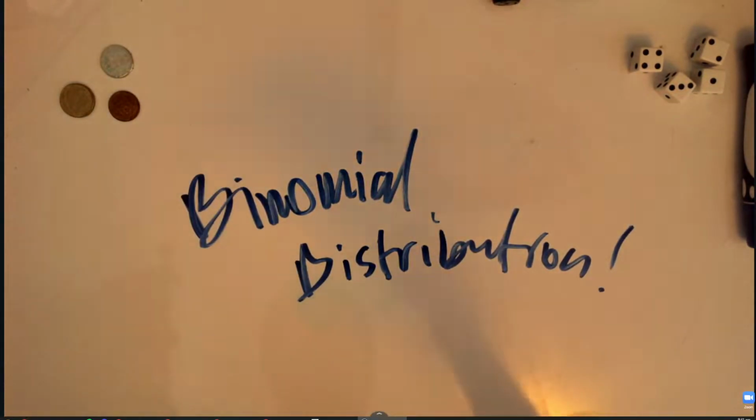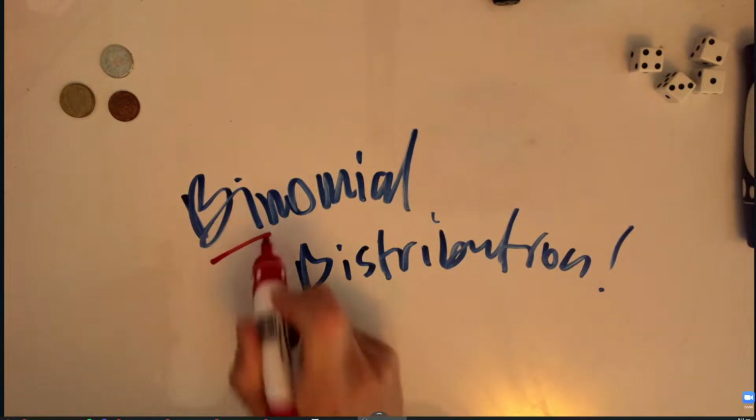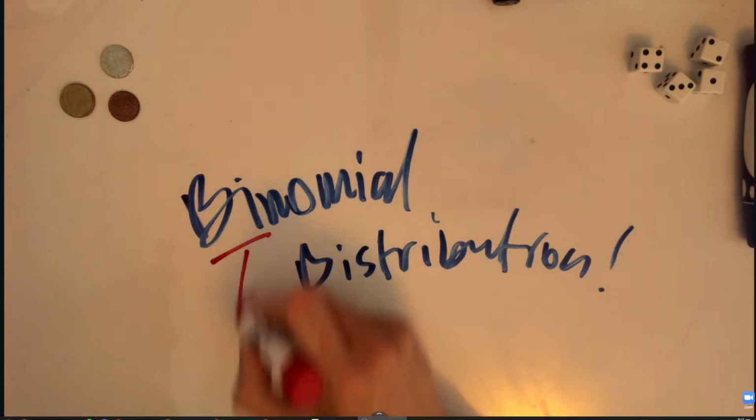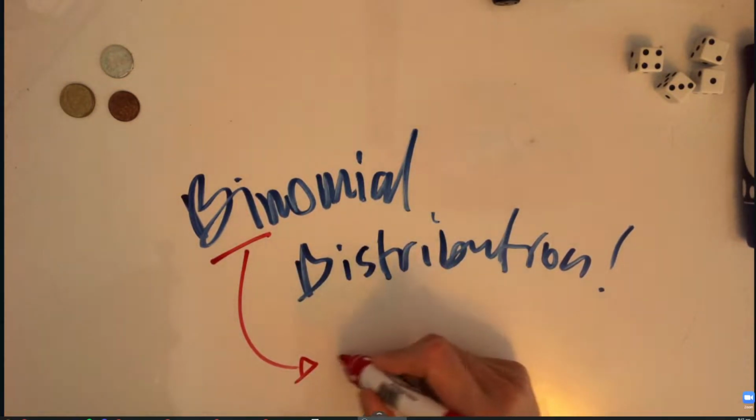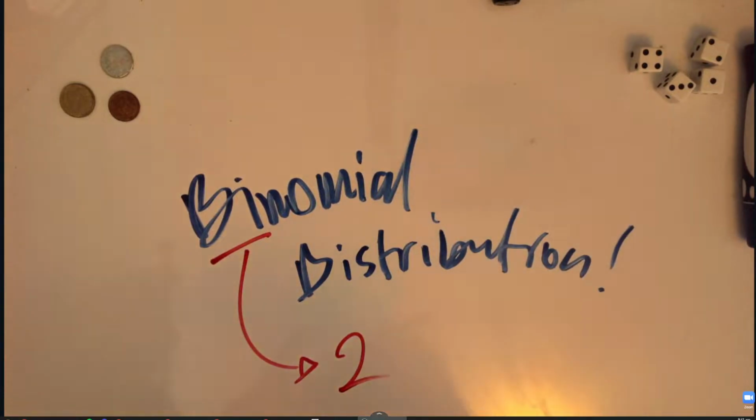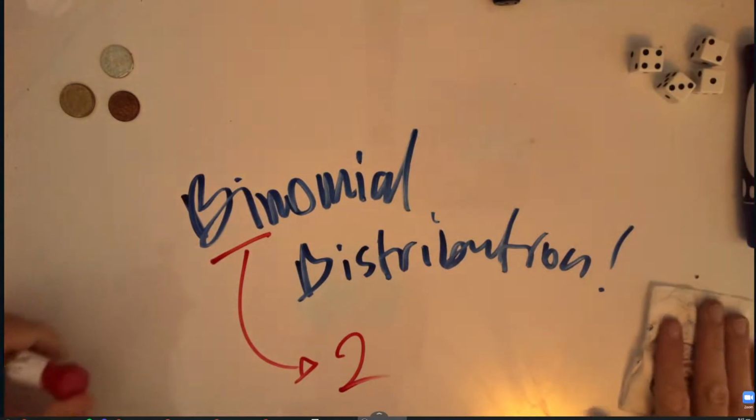So what we're going to do is have a look at the binomial distribution. The first thing we're going to do is get to know the name. Bi, you probably know the word. Bi just means two. So the binomial distribution is pretty much things that happen when there are two outcomes, but those two outcomes happen multiple times.